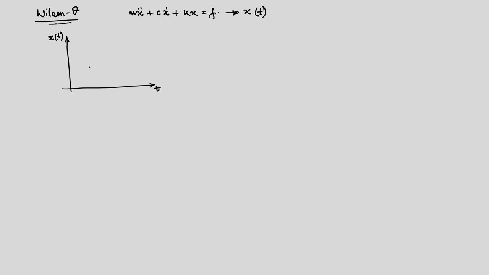Now, if we consider two time points, one at t i, another at t i plus 1. Obviously, at time point t i we have response x i, and at i plus 1 we have x i plus 1. Now, in this technique, we consider a third point, which is here, and the response between these points linearly varies. Sorry, one small correction, this is the acceleration response.